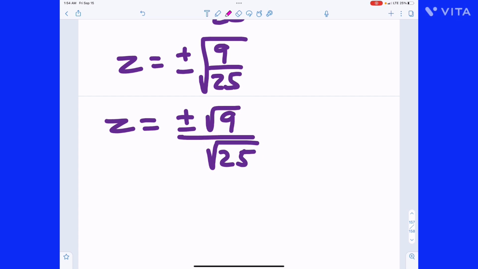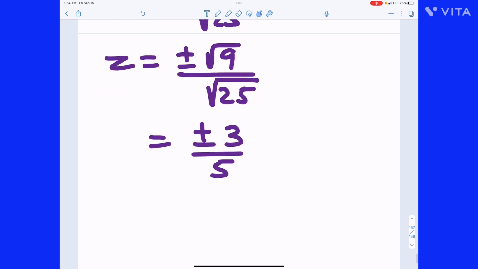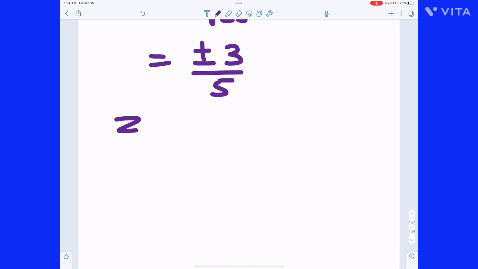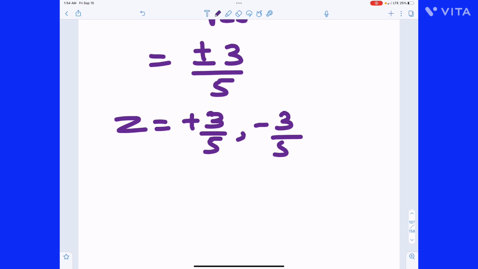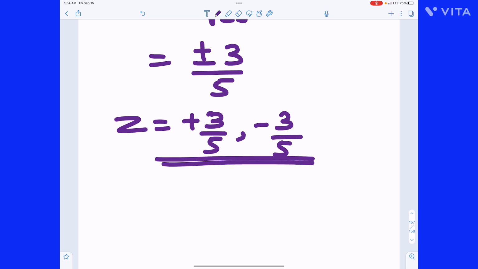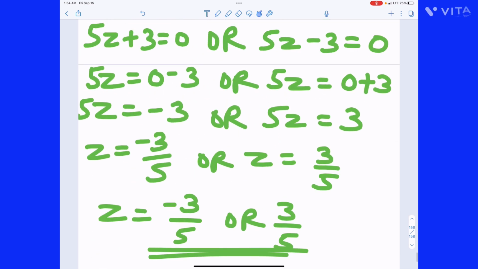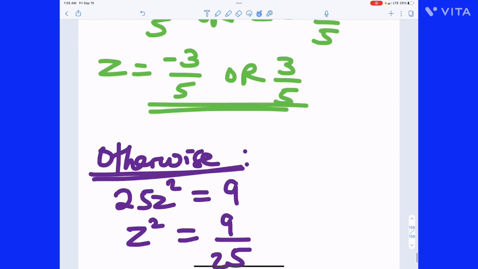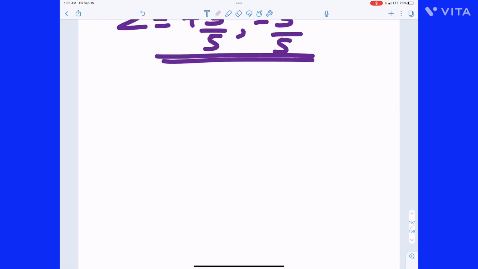So what does that give you? z is plus or minus 3 over 5. That's what z is equal to: plus 3 over 5 or minus 3 over 5. So we can do it like this too, using this method. Okay, that was 42. Let's go to question 43.